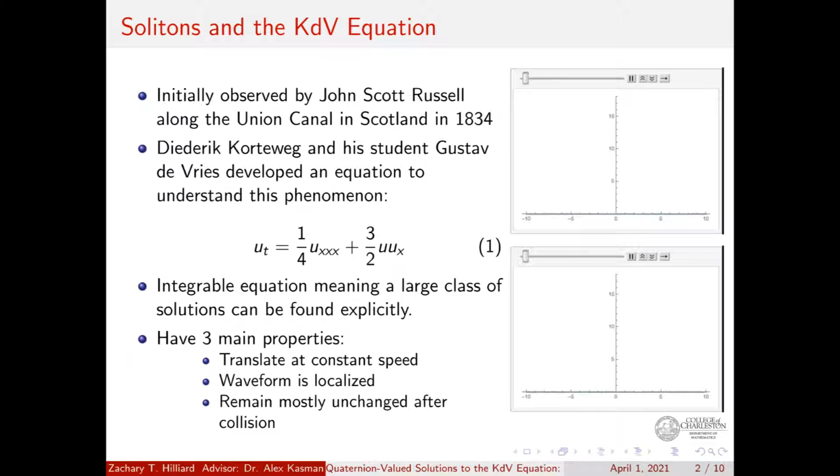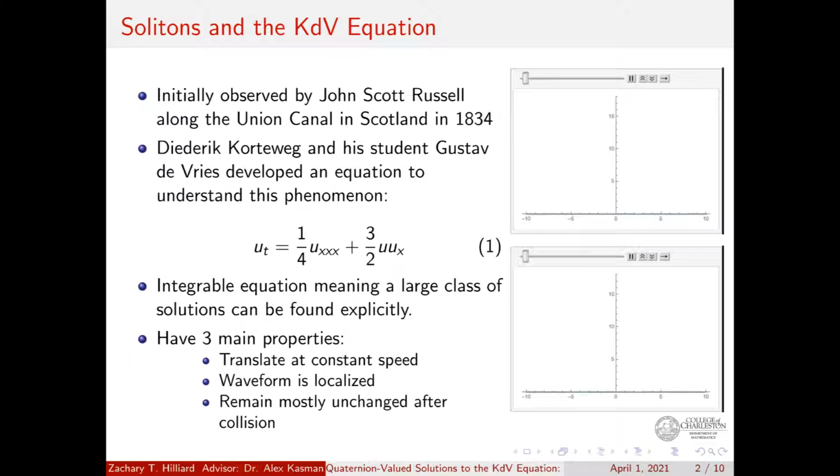So to start off, we kind of have two main ideas of this research. The first one is solitons, and the second is quaternions. So solitons are a kind of wave. They were initially observed by an English engineer named John Scott Russell in 1834. He was sitting along the Union Canal in Scotland, and he was watching as a boat was pulled into the harbor. He noticed a strange phenomenon.